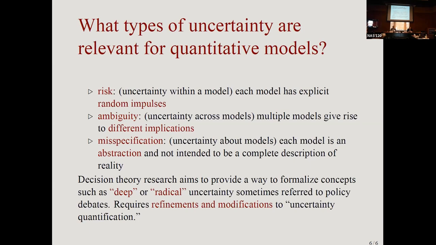There's decision theory that has emerged in the last couple of decades that provides ways to formalize these types of concepts and distinguish them. It tries to make operational notions of deeper, radical uncertainty. But this requires refinements and modifications to uncertainty quantification. And as I argued earlier today, from the standpoint of policymakers, it becomes very important that we think about uncertainty aversion. How averse should society be to these uncertainties? Thank you very much.